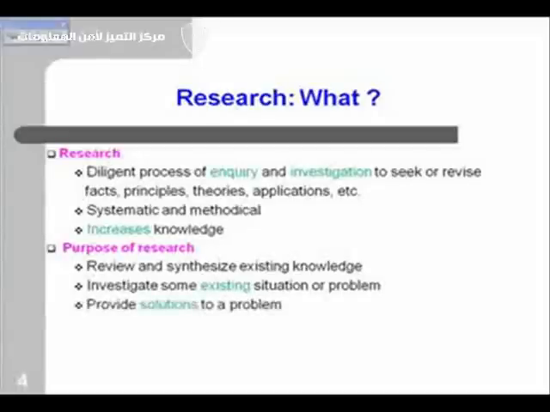And we provide solutions to a problem. This is very important, of course. Every research should be solution oriented. It should give some solution at the end, of course.